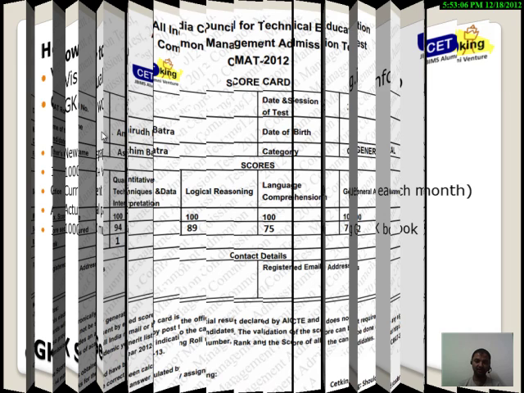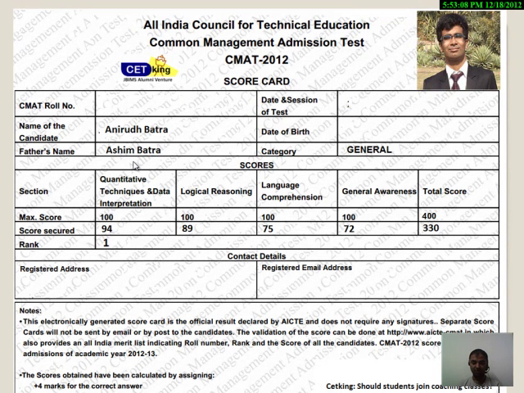Alright, now I want to talk about the cutoff for some time. This is the CMAT rank 1 scorecard, one of our students. If you look at his scores, logic and verbal, very ordinary scores. GK is something which saved him, or GK is something which got him rank 1. Total score 330.